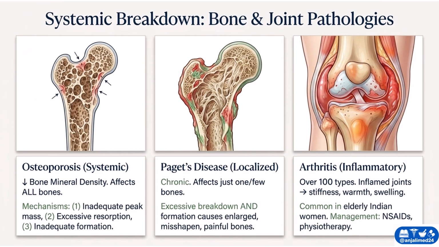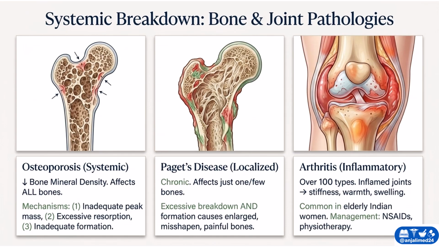Next is Paget's disease. Unlike osteoporosis, Paget's disease is localized. It usually affects only one or a few bones. This is an excessive breakdown followed by the abnormal bone formation. As a result, the bones become enlarged, misshapen, and painful.